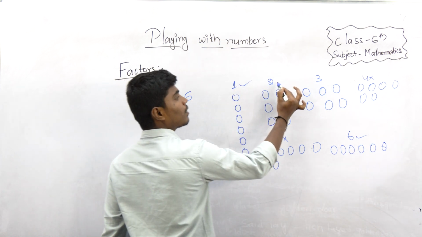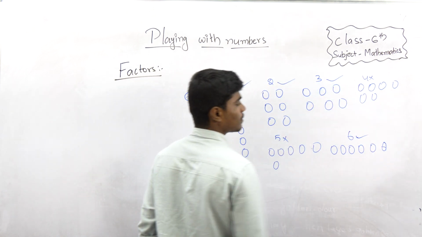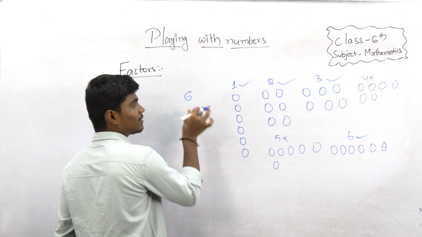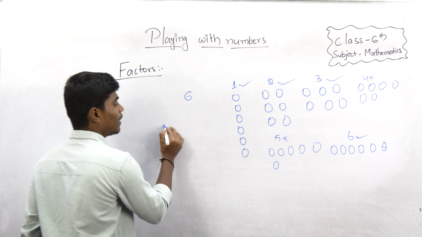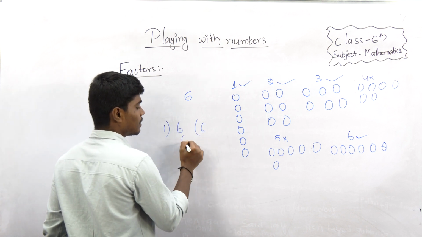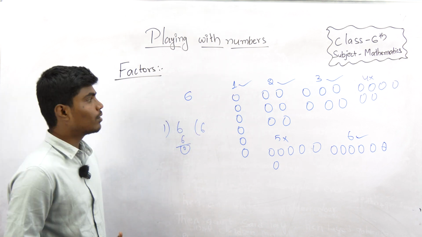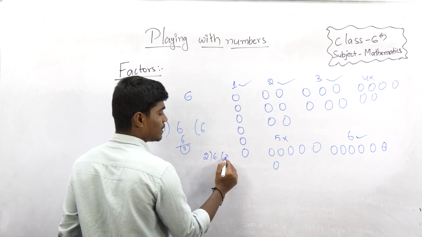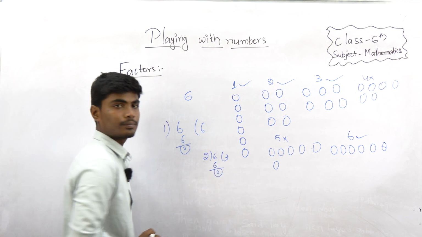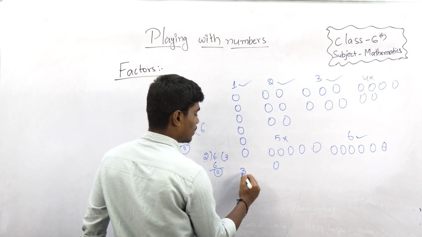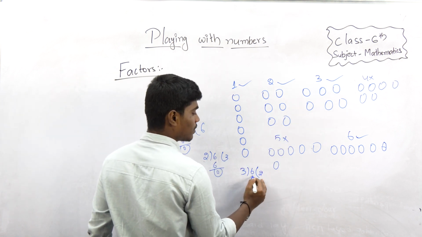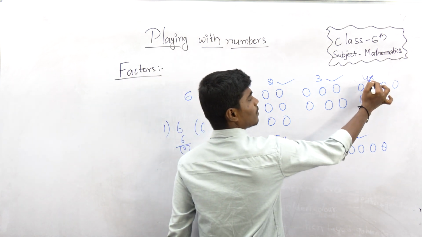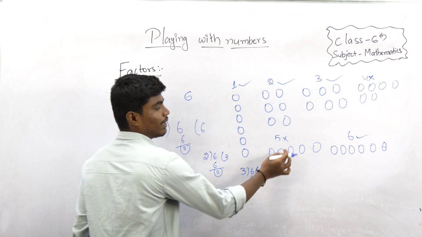Here 1, 2, 3, 6 work. Here 1 divides 6 exactly. See, 1 sixes are 6. The remainder is 0. Okay. Now coming to 2. 2 threes are 6. Remainder is 0. Here 3. 3 twos are 6. Remainder is 0. While coming to 4, 4 is not possible. Okay. 5 is also not possible.